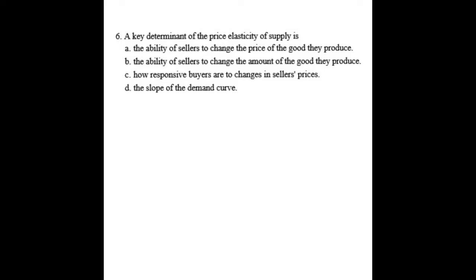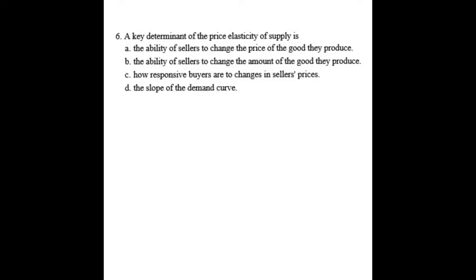The first question in our review, a look at price elasticity of supply. This is question 6 on version 1, question 17 on version 2. A key determinant of price elasticity of supply is, you're given 4 choices here. So there's only 2 of these choices that might even be close. The choices A and B.